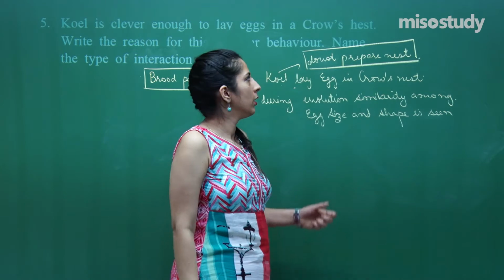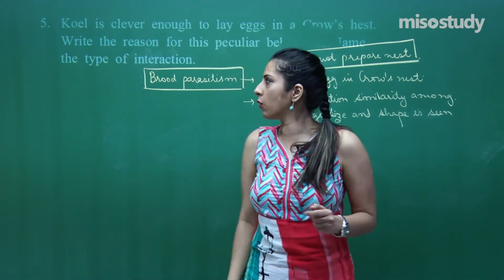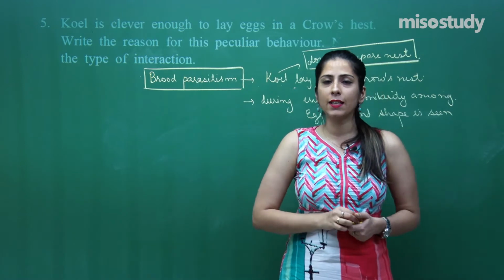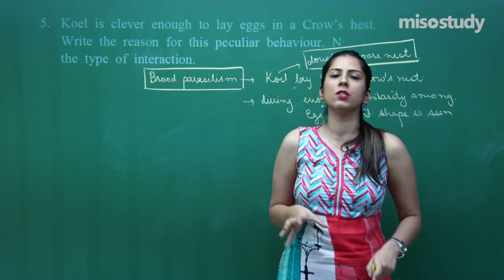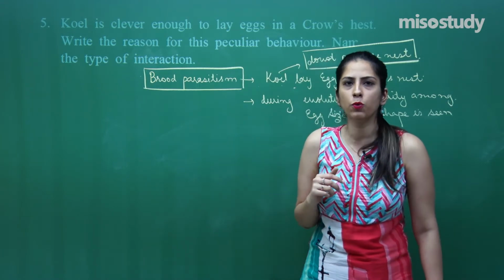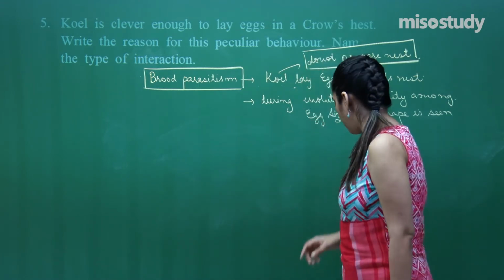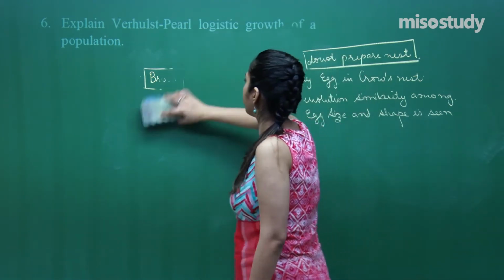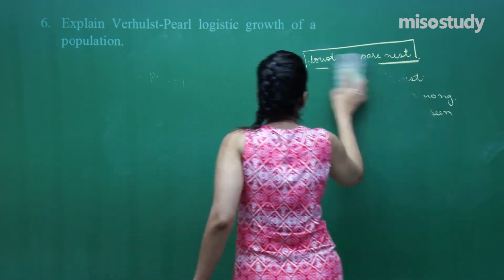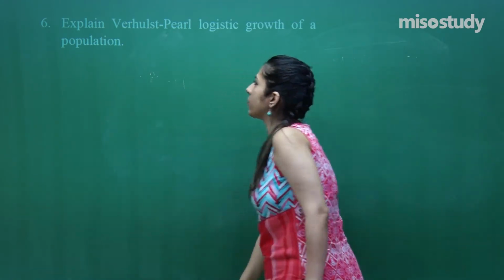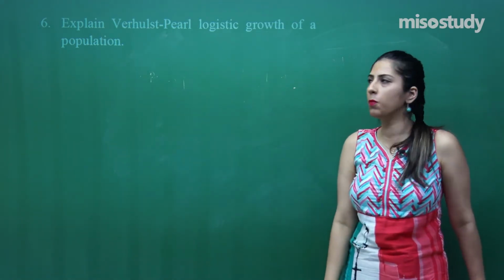Right? So, this was question number 5. This is how you have to attempt. And when they are asking about the interaction, in this case it is called parasitism. And which parasitism? That is brood parasitism. Now, let us move on to the next question, the 6th question. The 6th question is again of 2 marks.